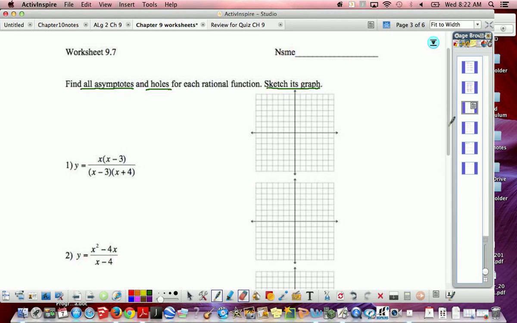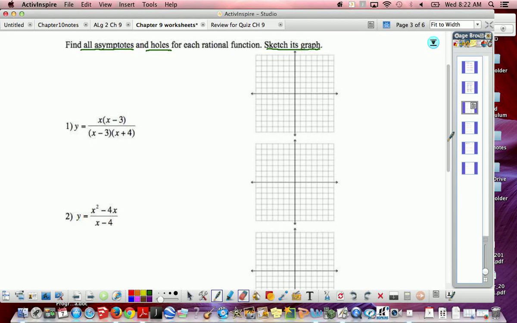When I go about doing these problems, what I need to do is identify the holes and asymptotes right away. So that's going to help me graph it. I'm going to write holes, horizontal asymptote, and vertical asymptote, and I'll do that for all 5 of these problems.